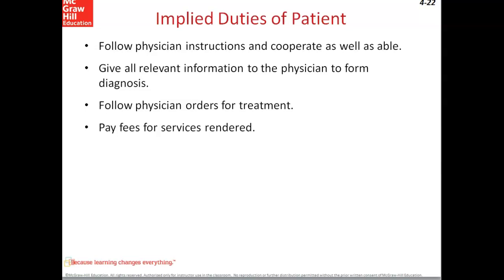If they do not share all relevant information and the physician forms an improper diagnosis, the physician will not be held liable. They need to follow the physician's orders for treatment. If the patient willfully or negligently fails to follow the physician's instructions, that patient has little legal recourse if they do not get better or get worse. And lastly, they need to pay the fees charged for the services rendered.